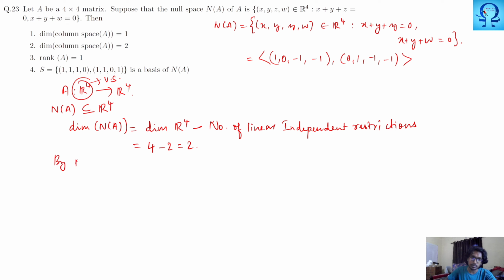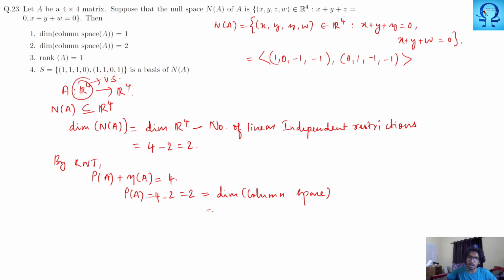By rank nullity theorem, what do we have? Rank of A plus nullity of A equals 4. Nullity of A is proved to be 2. Therefore rank of A is 4 minus 2, which is 2. Rank of A is nothing but the dimension of column space. Either you can have it as a column space or this is dimension of row space. So the dimension of column space of A is 2.